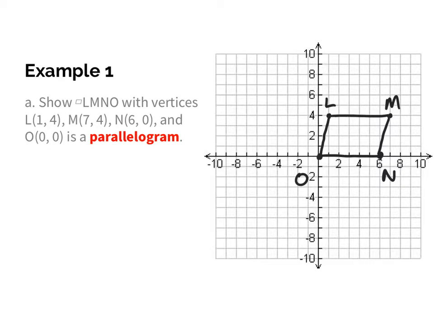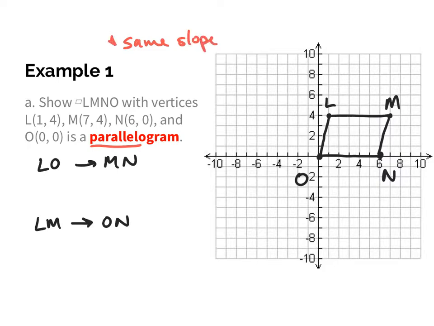A parallelogram means that opposite sides are parallel to each other. The opposite sides we are going to look at are LO, which we compare to the opposite side, MN, and then LM, the longer side on top, which we compare to the opposite side, ON. To understand if they are parallel, parallel is the key thing. Anytime two lines are parallel, that means they have the same slope.